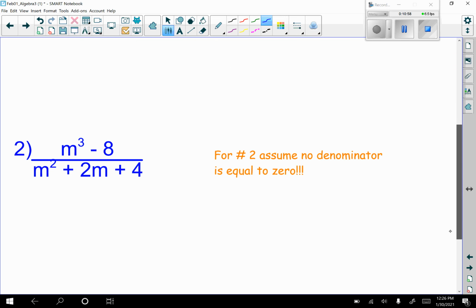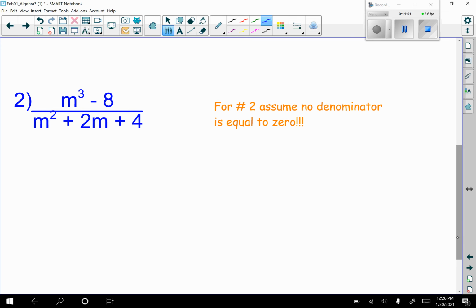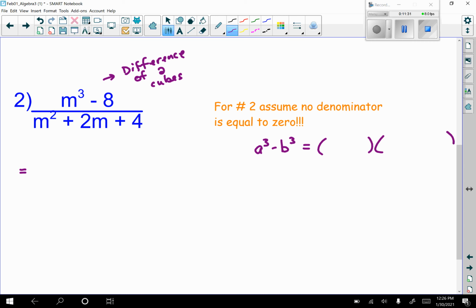All right, for number 2, we're going to assume no denominators equal to 0. So this means we don't have to state restrictions. Now we haven't done this in a while, but this numerator is actually a difference of 2 cubes. So we have to go back and remember how to factor that, but go ahead and copy the problem down. So I'm going to write this off to the side here. If we have a cubed minus b cubed, if you remember this, we factor into a binomial, then a trinomial.